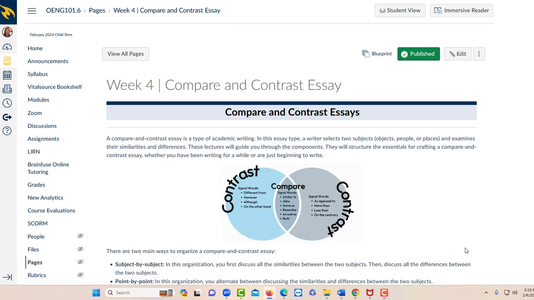A comparison-contrast essay is a type of academic writing. In this essay type, a writer selects 2 subjects. So you can talk about 2 objects, 2 people, or 2 places, and examine their similarities and differences. These lectures will guide you through the components. They will structure the essentials for crafting a comparison-contrast essay, whether you have been writing for a while or just beginning to write.